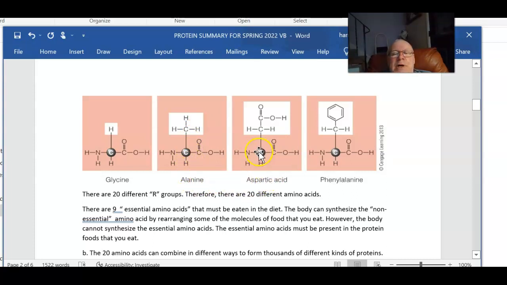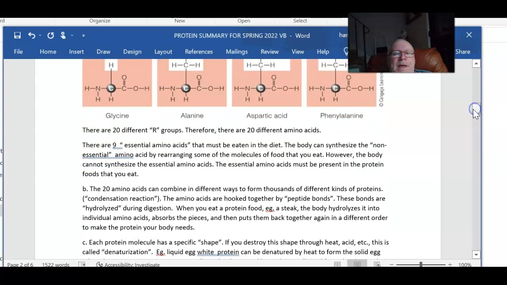This one here is a little bit more complicated. It's 1 carbon, 2 carbons with the acid group and some hydrogens. This is the amino acid aspartic acid. And then this is phenylalanine. This is the one we talked about, it's in aspartame. But in every case, we have the central carbon, carboxylic acid, the NH2 group, the hydrogen, and then we have the side group.